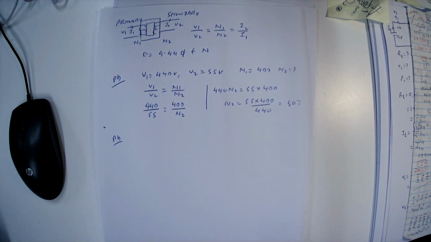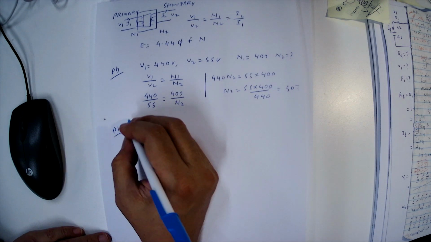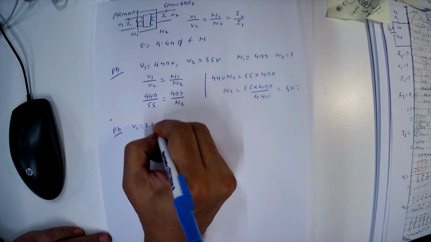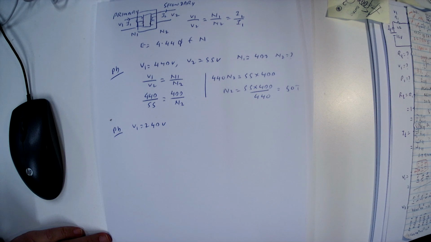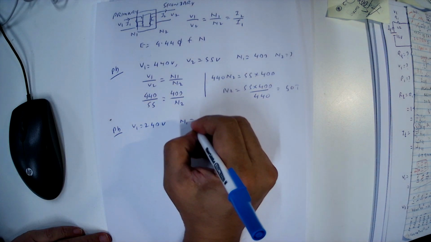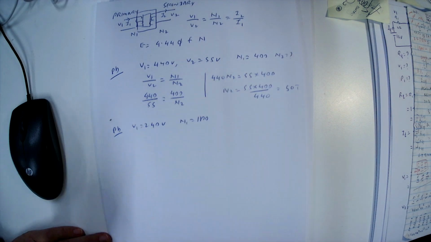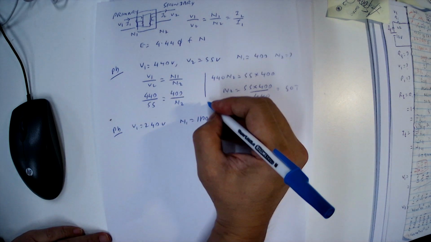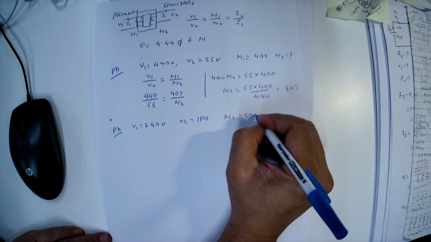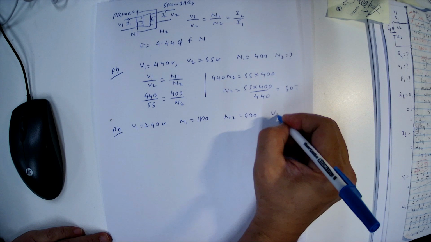And also we need to calculate another problem. 240 volts is applied to the primary winding of a transformer having 1100 turns, and the secondary has 900 turns. We need to calculate the secondary voltage. So the primary voltage V1 is 240 volts, primary number of turns N1 is 1100, and secondary number of turns N2 is 900.